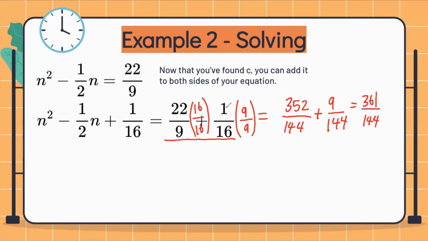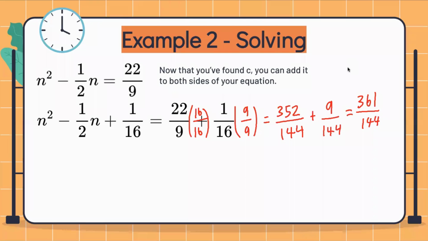Now these are larger numbers, and in the case that you can't think of a smaller common denominator, all you have to do is multiply by the factor of the other number. So in this case, I multiplied 9 by 16 and then 16 by 9. So our simplified quadratic equation is going to be n squared minus 1/2 n plus 1 over 16 equals 361 over 144. And now you should factor your perfect square trinomial right here.